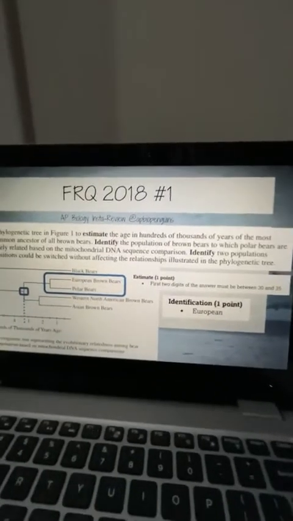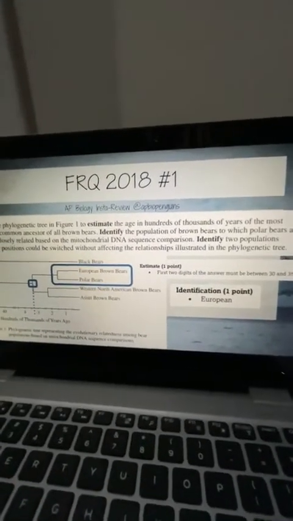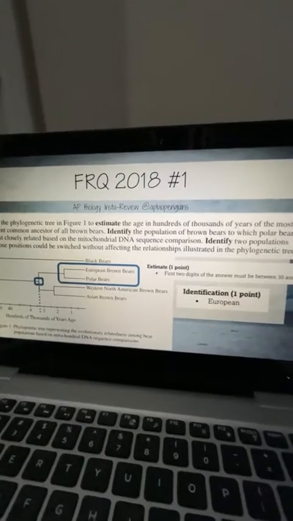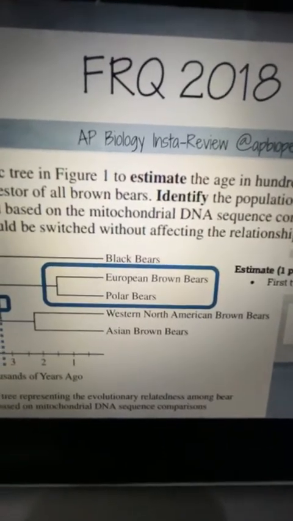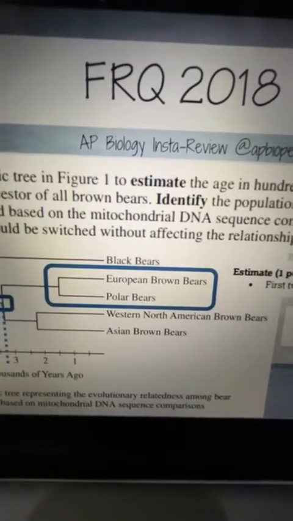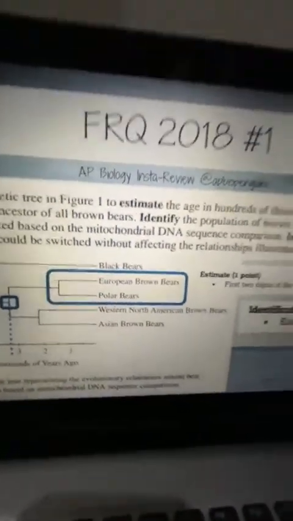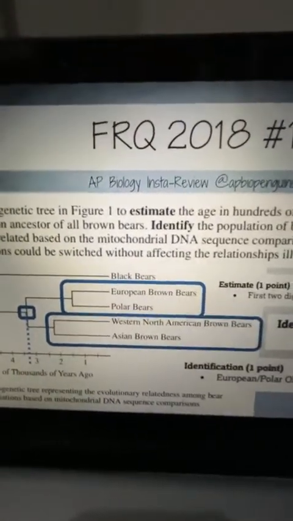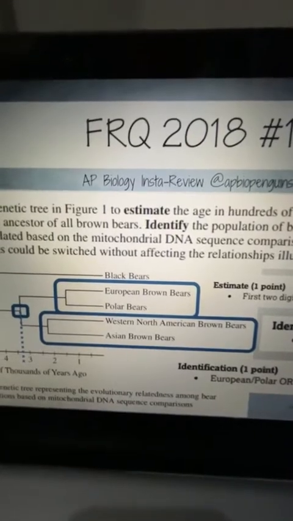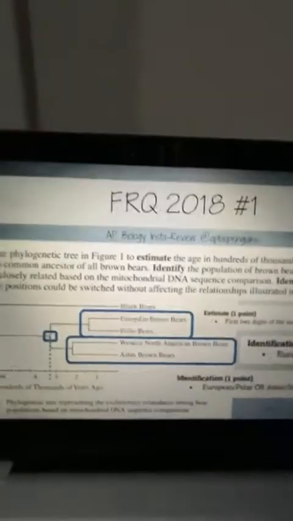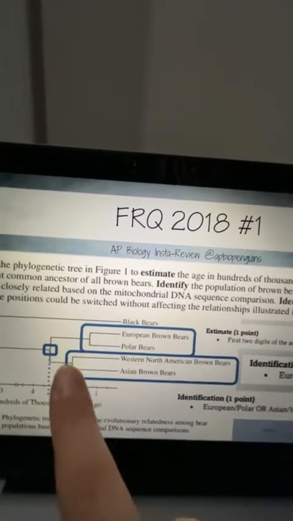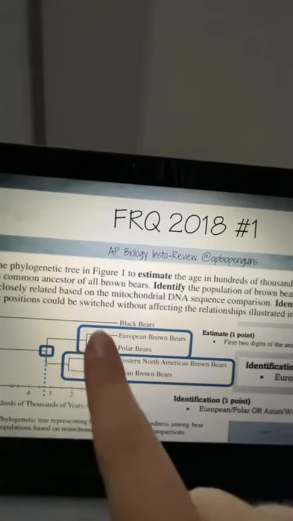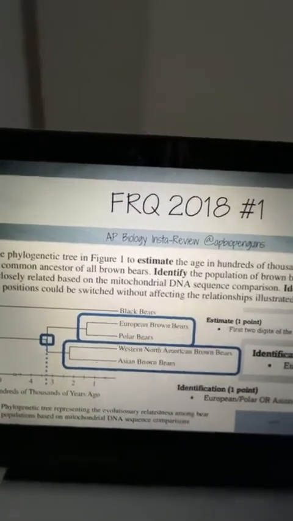And then we have to identify 2 populations whose positions could switch without affecting the relationships illustrated in the phylogenetic tree. Anytime you have a branch point, they can rotate. So European brown bears and polar bears could be switched. You could also say that our Western North American brown bears could be switched with our Asian brown bears. Those ones could switch. You cannot switch these 2 because where that branch point takes place is in a different location, so we would be unable to switch these on this diagram.